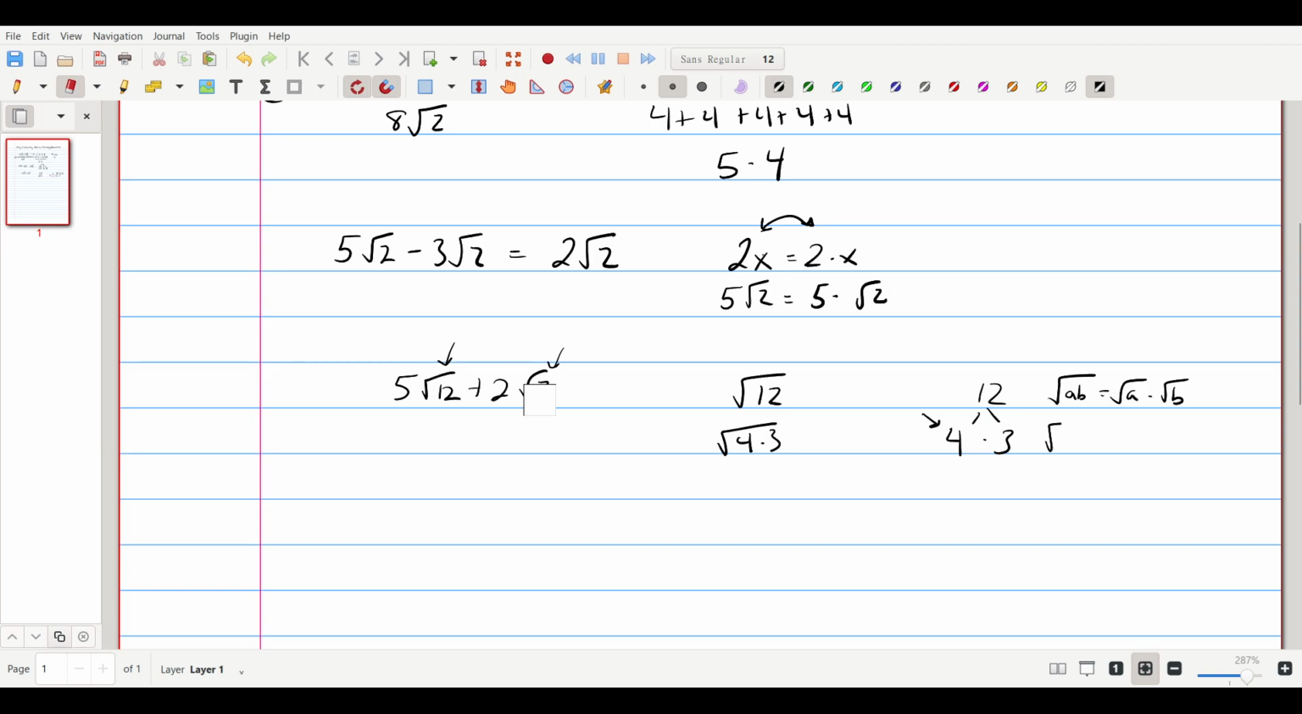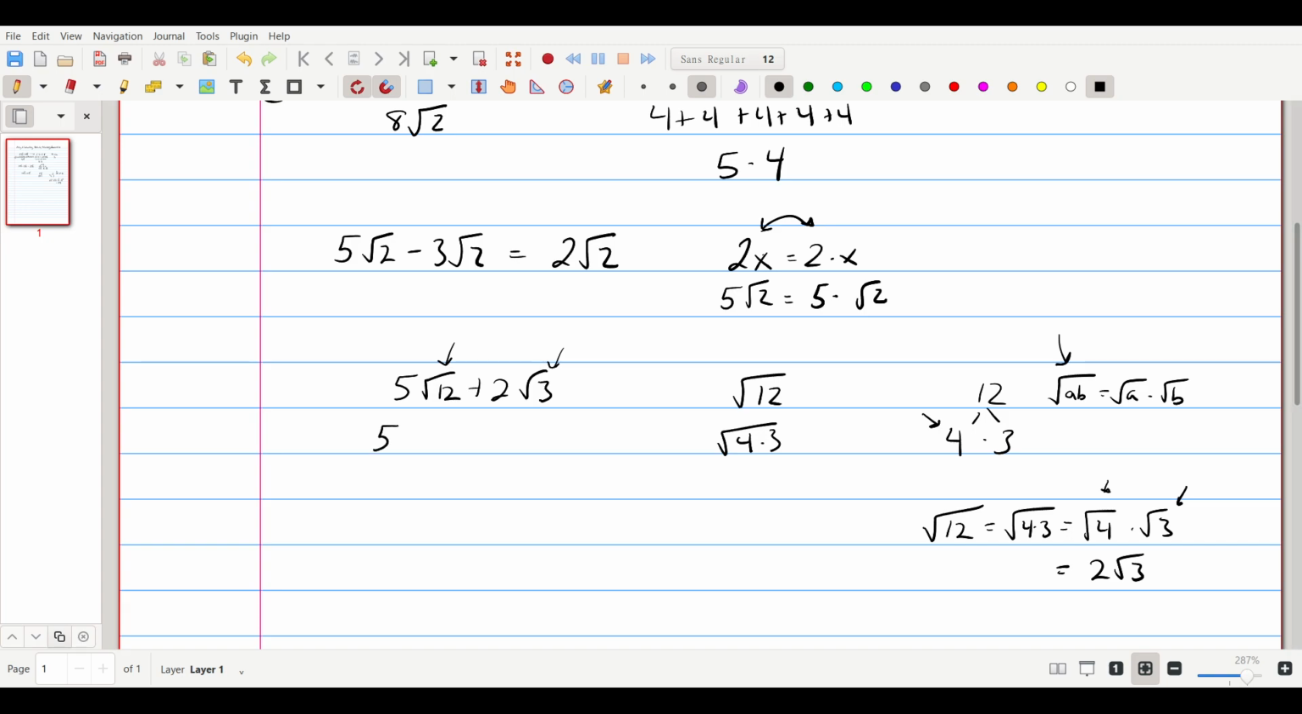Let me just do this one more time, giving myself a little bit more space. The square root of 12 is the same as the square root of 4 times 3. Now applying the product rule of radicals, this becomes the square root of 4 times the square root of 3. Like we said, this one we can't simplify, but we know the square root of 4 is 2. So the square root of 12 we can replace with 2 square root of 3.